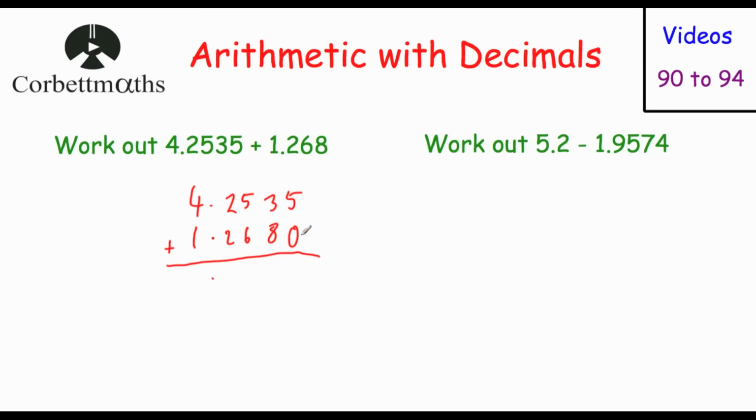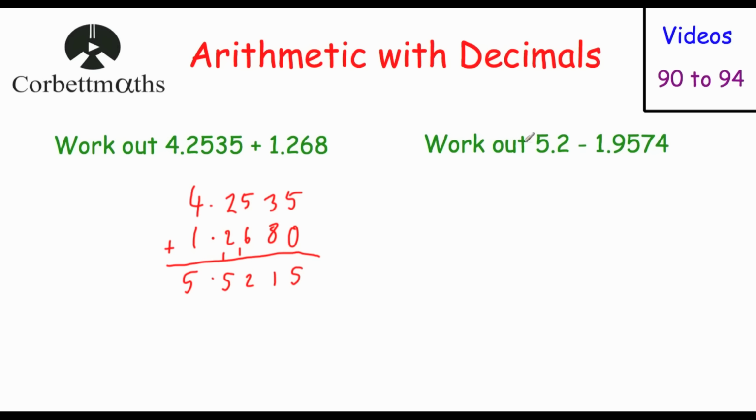So we've got 5 plus 0, that's 5. 3 plus 8, that's 11, so put 1 down and carry a 1. 5 plus 6 is 11, plus 1 is 12, so put the 2 down and carry the 1. 2 plus 2 is 4, plus 1 is 5, and 4 plus 1 is equal to 5. So 4.2535 plus 1.268 would be equal to 5.5215, and that's it.